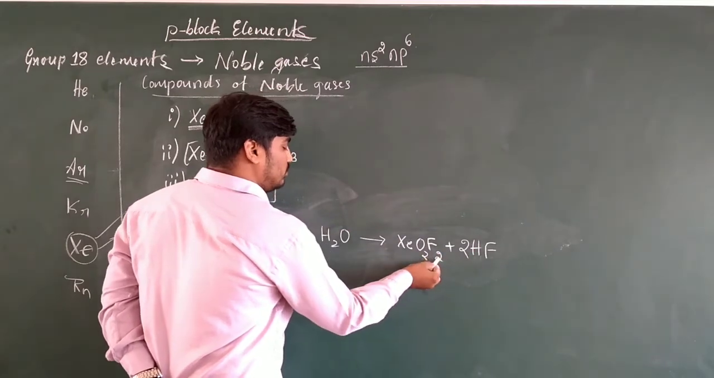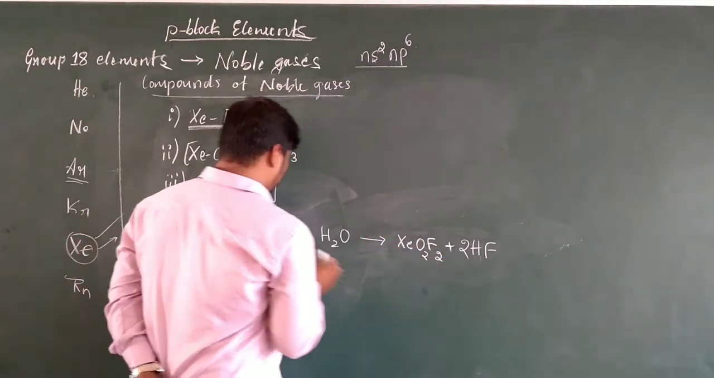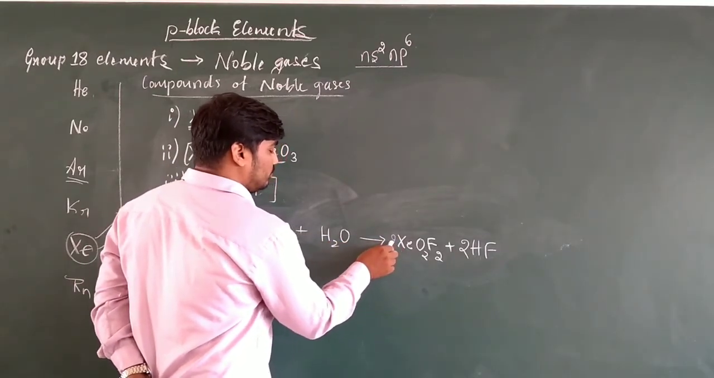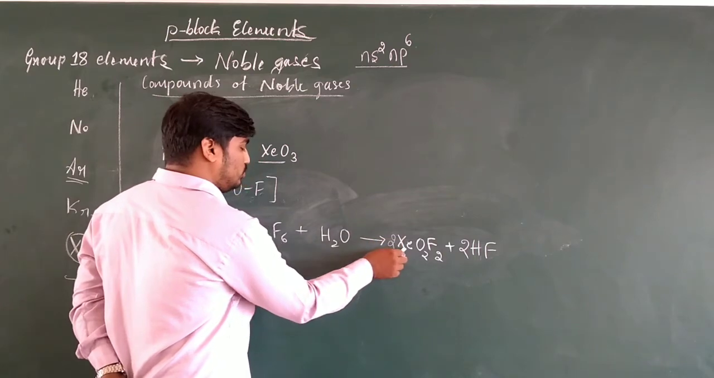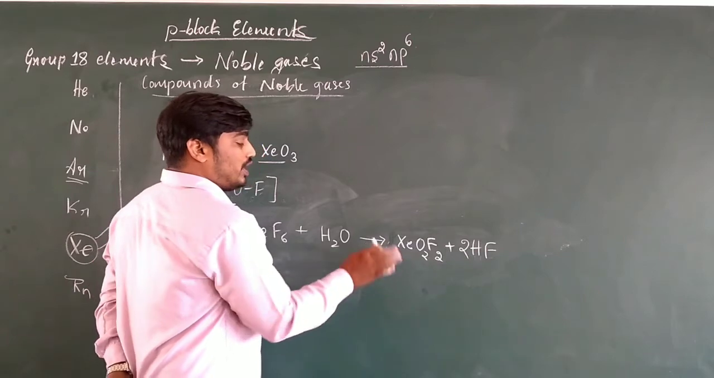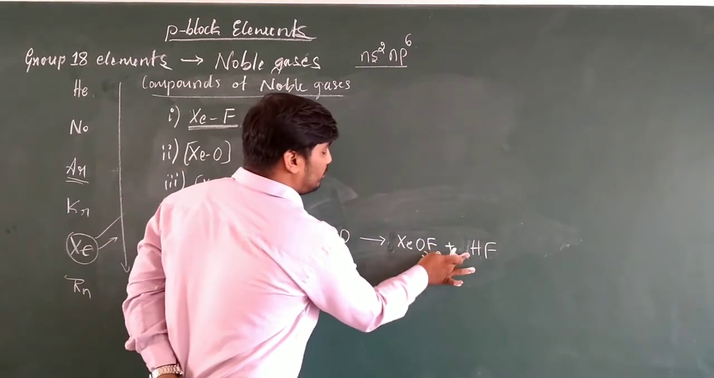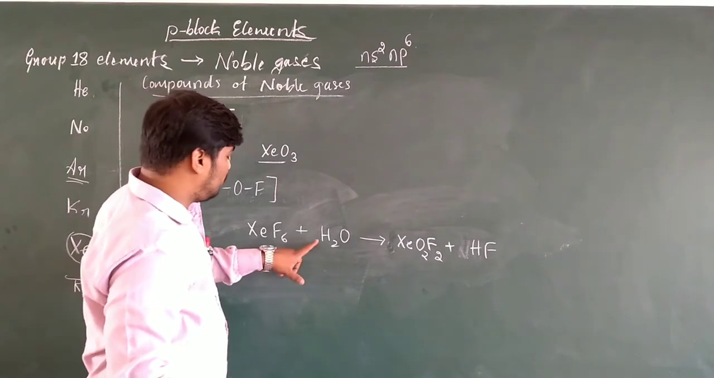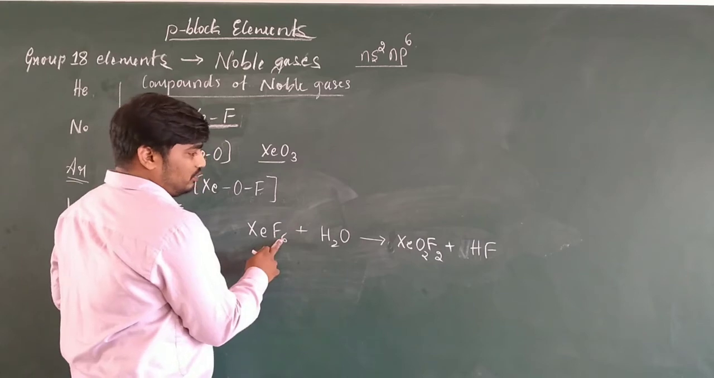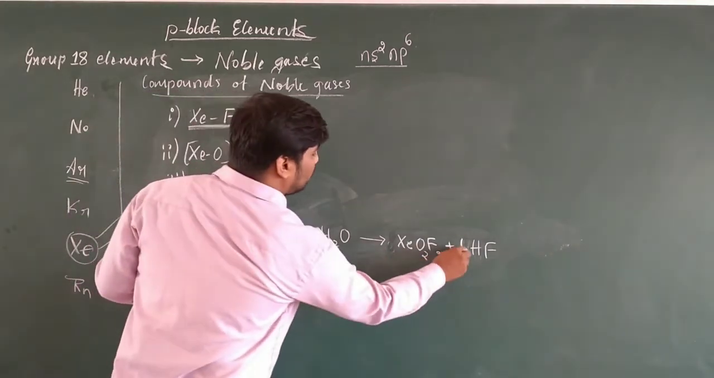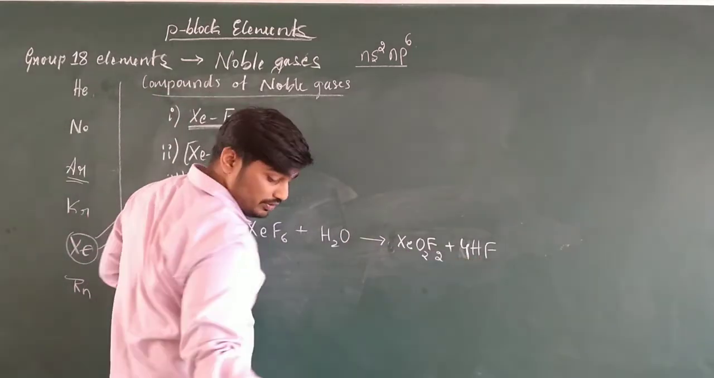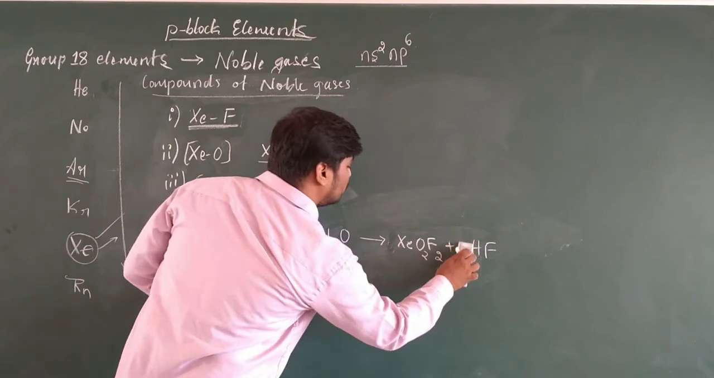Fluoride 2, here 6. Therefore, I multiply here. When I multiply here by 2, there is a need for multiplication by 2 elsewhere. Just balancing by the number of oxygen and hydrogen. Xenon 1, 6 fluorines. Here 2, I multiply by 2.